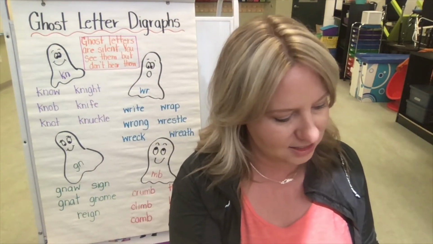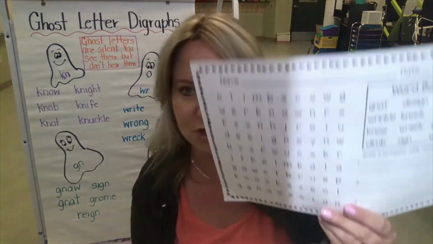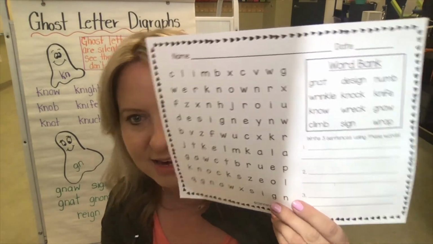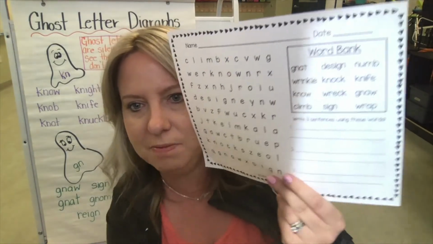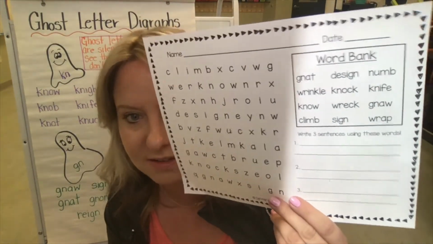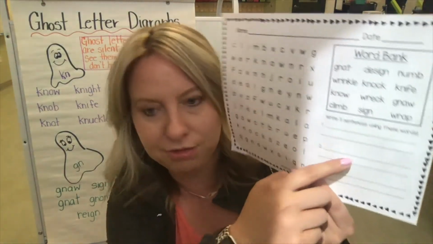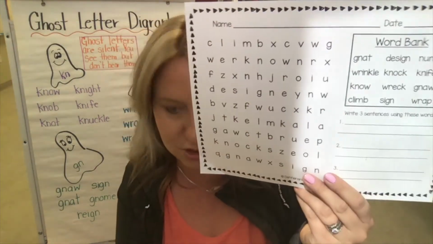Then the next activity, this is kind of a fun one. I know how much you guys love word searches. Here we've got a word search, and a word bank with some silent letter words. See if you can find them in the word search. And then write 3 sentences using 3 of the words in the word search.